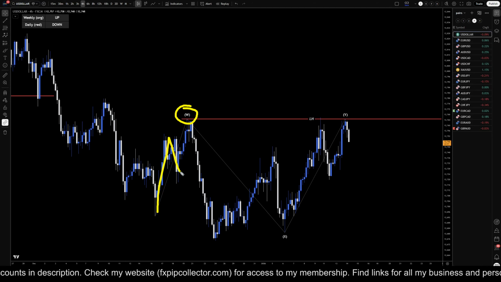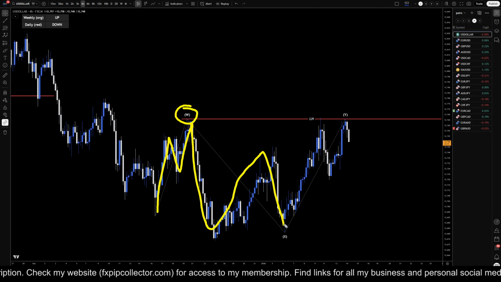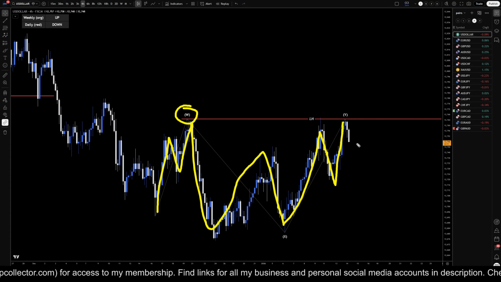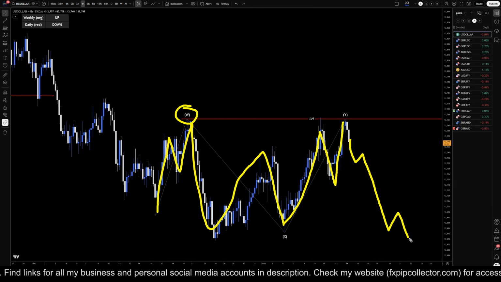possible 3 waves up, 1, 2, 3, 1, 2, 3 waves down, so WX, and then maybe another 1, 2, 3 waves up. Looks like it is definitely trying to reject structure and turn back down. If this really is a WXY, then this may actually turn into a downtrend.